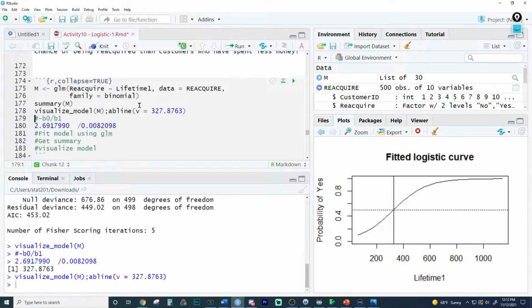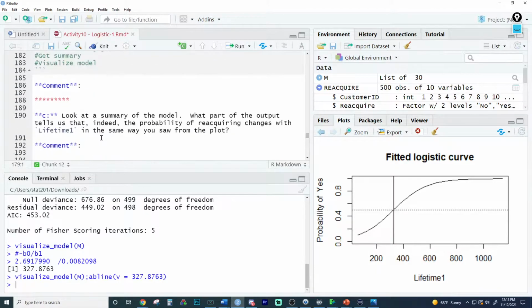Not that they will switch, but we would predict customers in the long run who spend this much money over their lifetime would be expected to be reacquired. Not that one customer will, or if we get customers to spend more, they will, because it doesn't talk about cause and effect right here. Just that customers who spend above this region would be expected to be reacquired, where customers who spend below this region would be predicted or expected to not be reacquired. And that's what the summary is telling us.